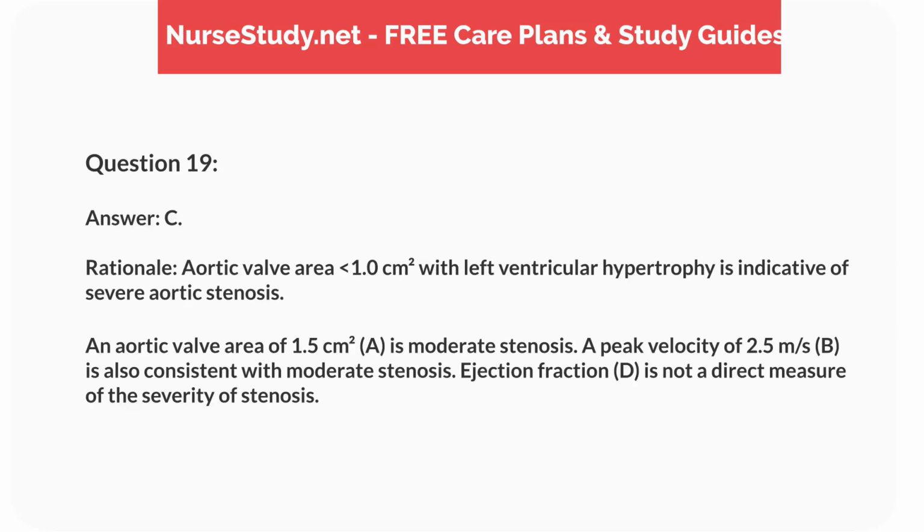Answer C. Rationale: aortic valve area less than 1 square centimeter with left ventricular hypertrophy is indicative of severe aortic stenosis. An aortic valve area of 1.5 square centimeters, A, is moderate stenosis. A peak velocity of 2.5 meters per second, B, is also consistent with moderate stenosis. Ejection fraction, D, is not a direct measure of the severity of stenosis.